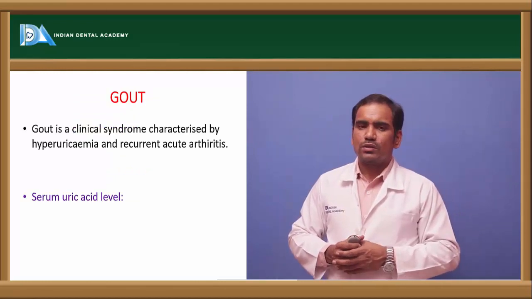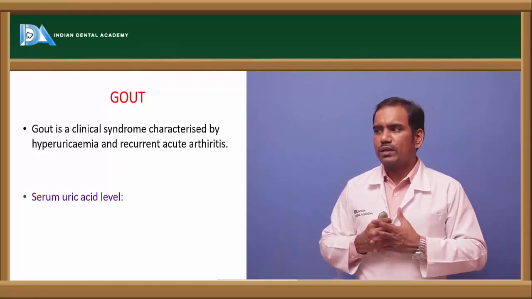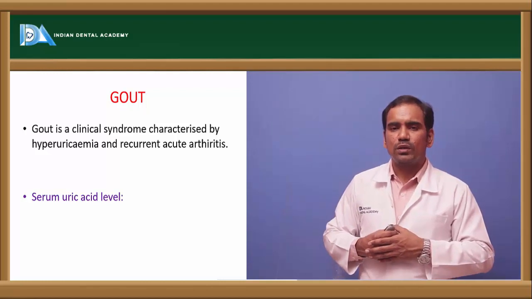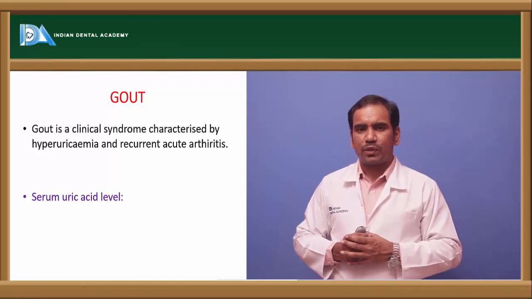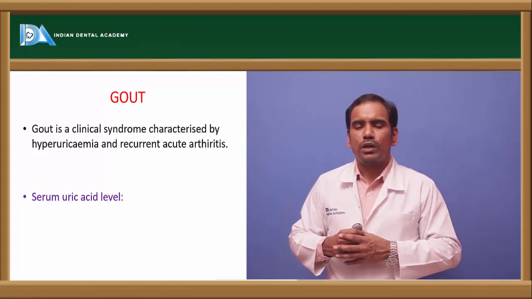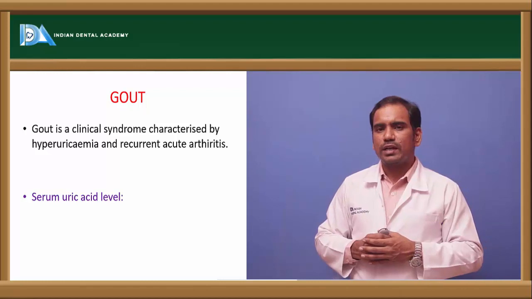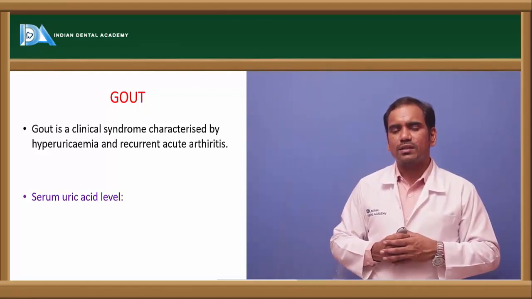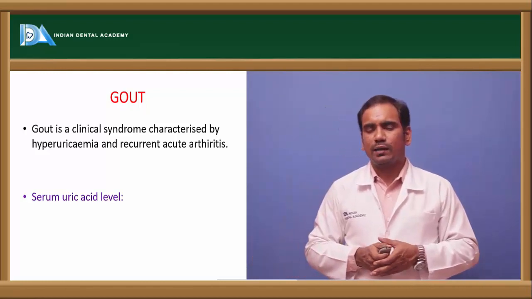And what is gout? Gout is a clinical condition in which there is accumulation of uric acid in the joints, and that leads to acute arthritis. That is what happens in gout. There is accumulation of uric acid, mainly in the form of monosodium urate. This uric acid mainly deposits in the cooler areas of the body, mainly in the joints, and that results in a condition called arthritis. Such arthritis we call gouty arthritis.